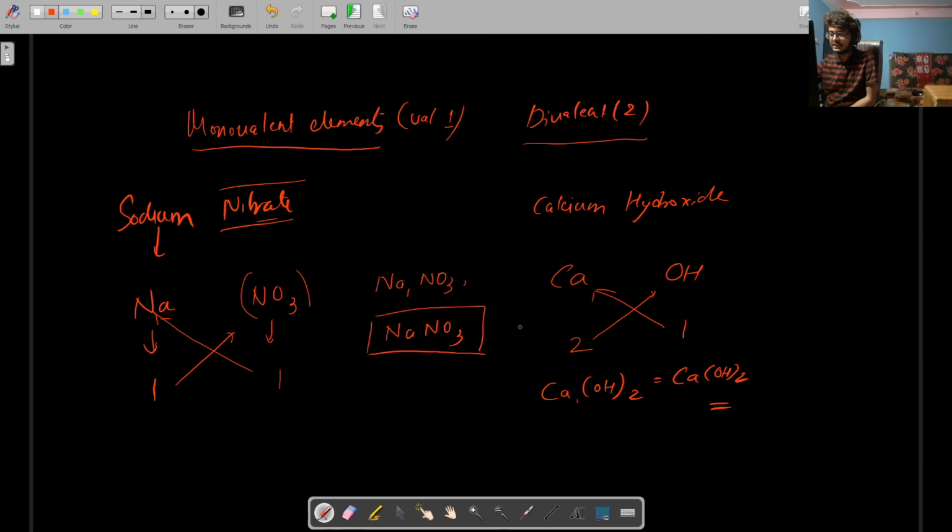Bracket, because this 2 is for both hydrogen and oxygen. If I just write CaOH2, this 2 will be only for hydrogen. I want to give the 2 to both hydrogen and oxygen, so that's why I put a bracket and 2. So it becomes like a cakewalk if you remember all the elements, how to write them, and the valency.